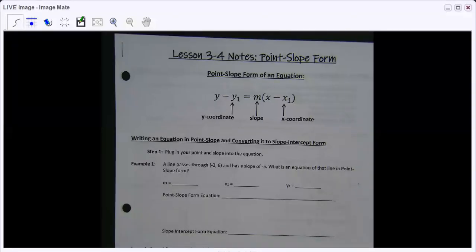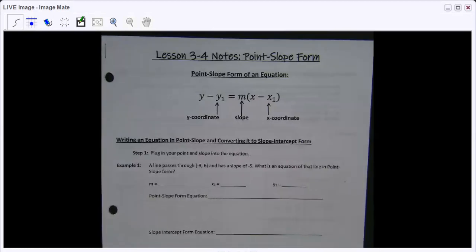Today we are studying lesson 3-4, all about point slope form. This entire chapter is all about linear equations, all of the different forms of equations we can use to help us solve problems. We have focused a lot on slope intercept. We've talked a lot about slope, and we've talked about direct variation. All of those are forms of slope intercept form of an equation, which is y equals mx plus b.